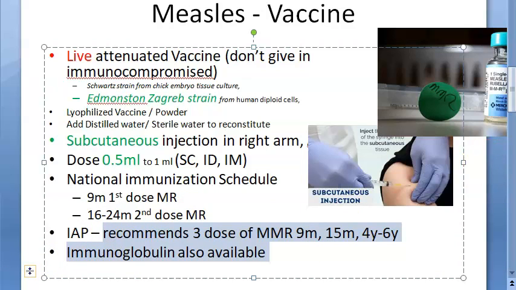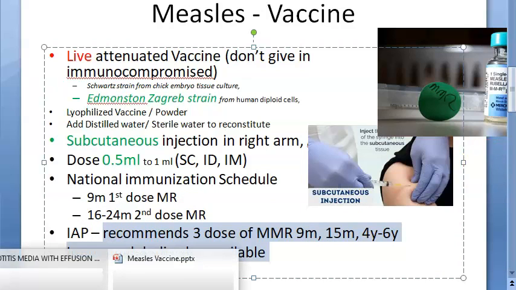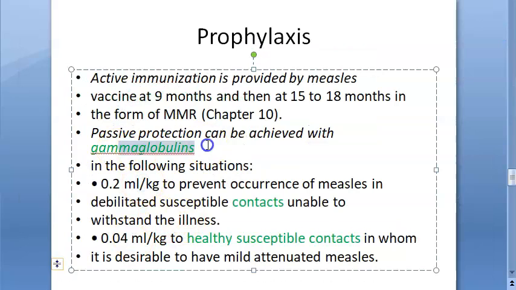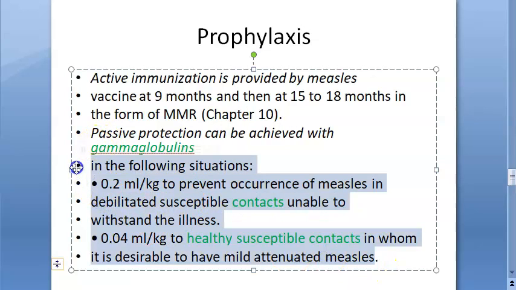Immunoglobulins are also available for passive immunization. You have immunoglobulins also. So when will you give this? For the contacts. You will give passive immunization.